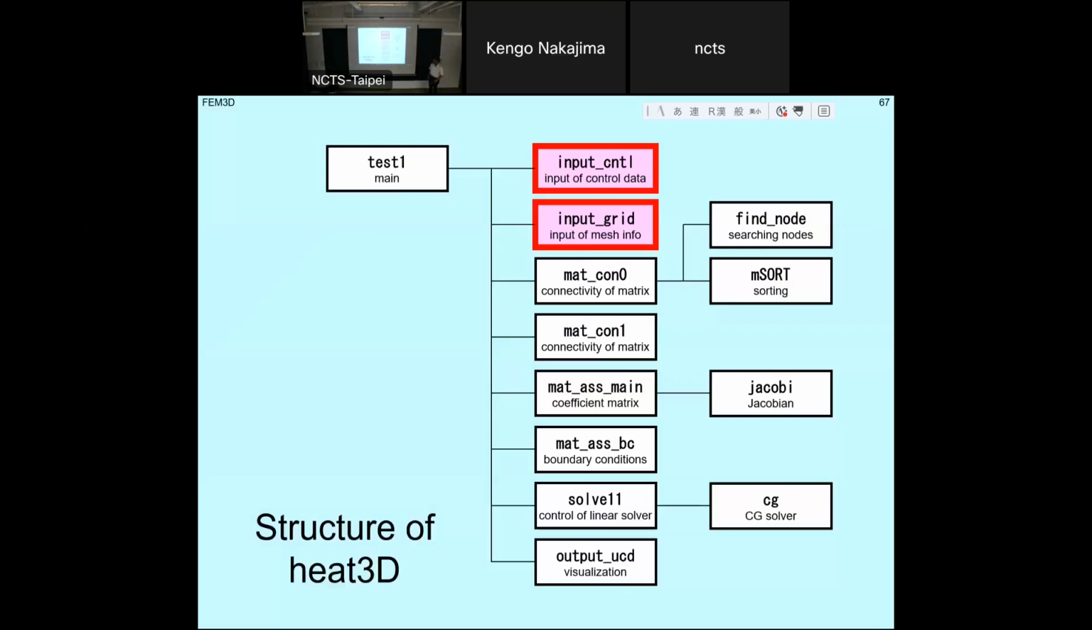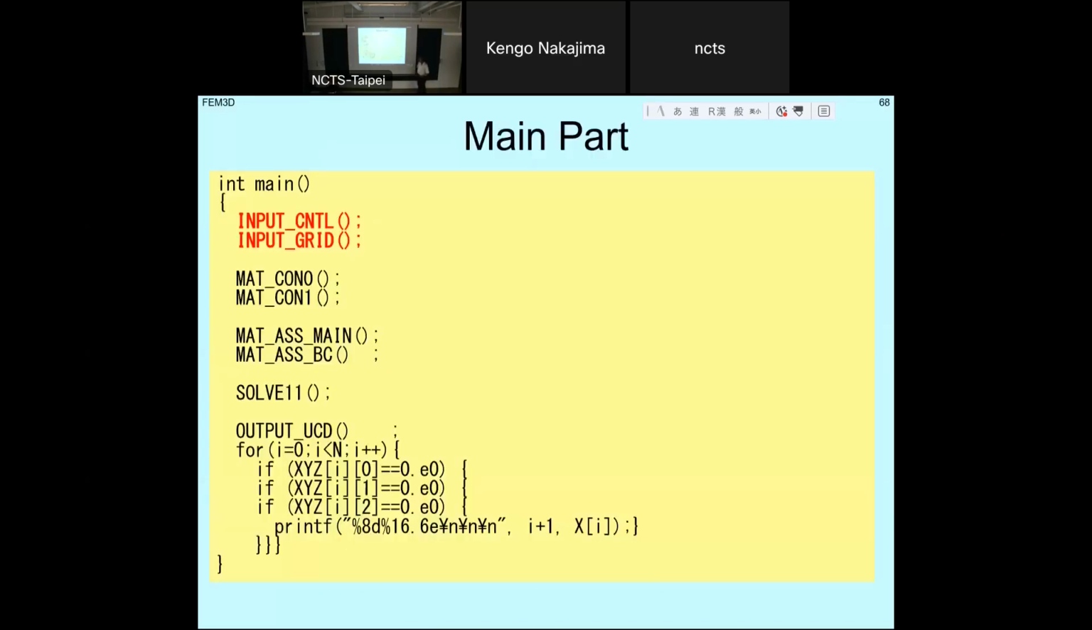Because we have a little bit longer code, in this case we have functions and also subroutines. Test one is the main part, and we have several functions here. The first two are input control and input grid, which read input dot and Cube.0.